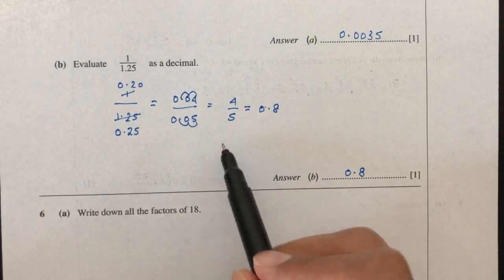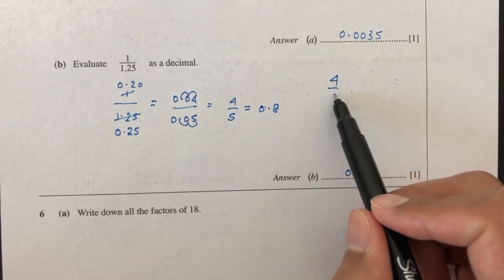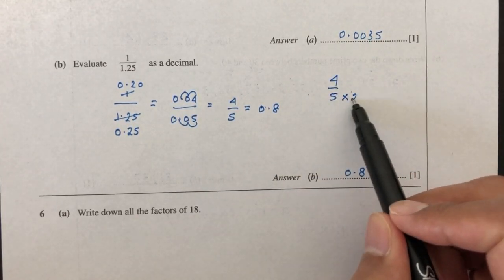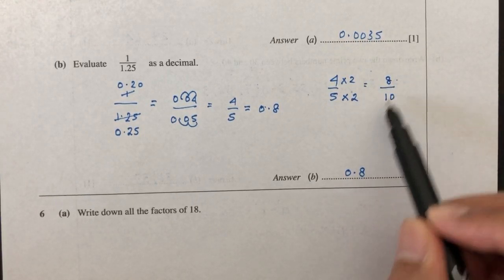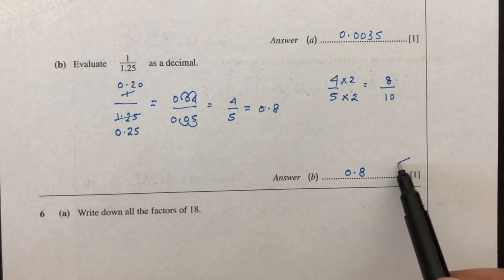So how do I get this? You can use a trick. Let's see, we have this. We can multiply this by 2, multiply this by 2, you will have 8 over 10. So 8 over 10 is 0.8.